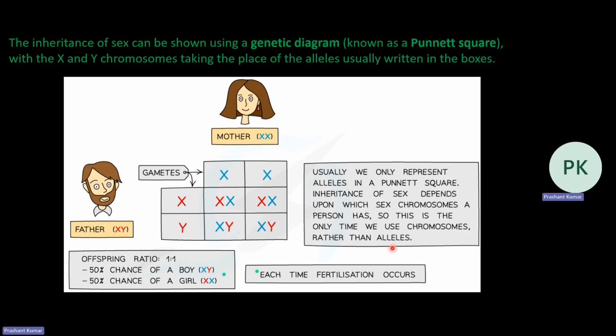So what is the possibility of getting a boy or a girl in the next generation? If you do the cross, the male produces two types of gametes. They have X and Y chromosomes. Maybe the gamete contains an X chromosome, maybe the gamete contains a Y chromosome. And there is X, one type of gamete produced by the mother, by the female. So if you cross, you will get a 50% chance of getting a boy and a 50% chance of getting a girl in the next generation.